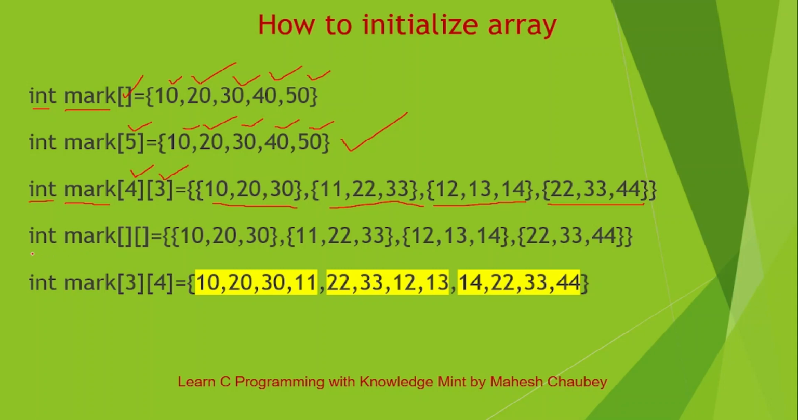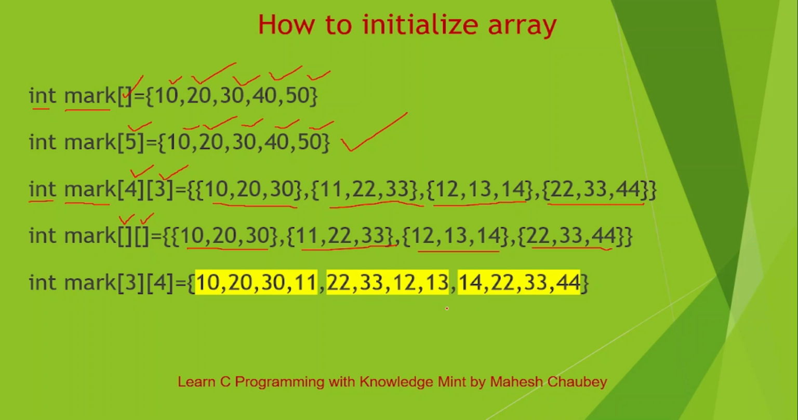Second type of declaration plus initialization for a 2D array, where you are not telling the size of row and size of column. But this way you are able to tell the size of row and size of column. Size means number of rows and number of columns. So this is the first row, second row, third row and fourth row. This is again 4 rows and 3 columns. Why 3 columns? Because in each row there are 3 elements. That's how it is 4 into 3.